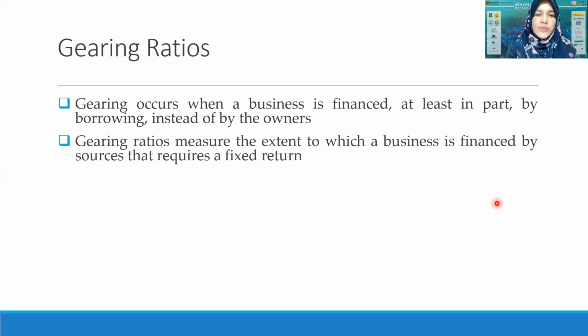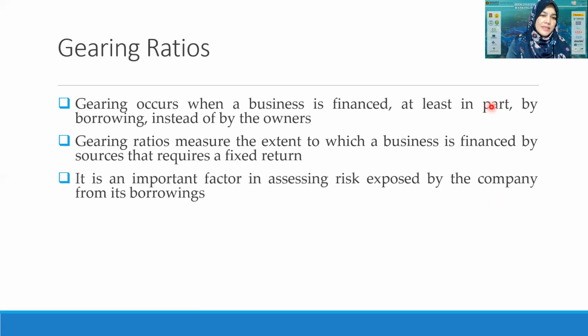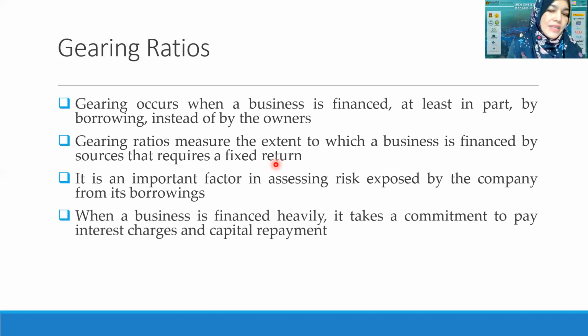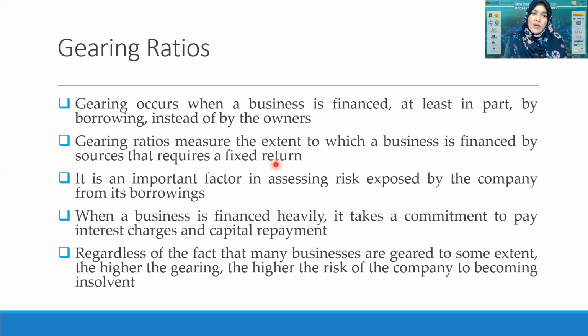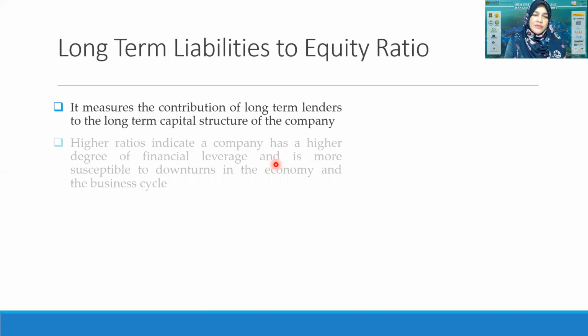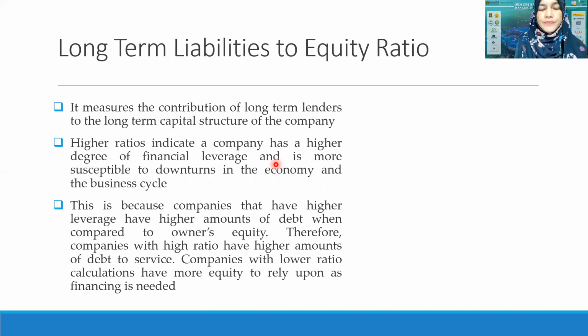Okay, gearing ratio measures the extent to which a business is financed by sources that require a fixed return. Fixed return means the loan. It is an important factor in assessing the risk the company is exposed to from its borrowing. When the business is financed heavily by loans, it takes a commitment to pay interest charges and capital repayment. So if the company relies so much on loans, definitely the company has to be committed to pay interest charges and capital repayment.